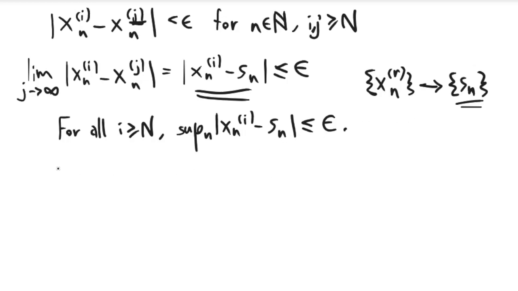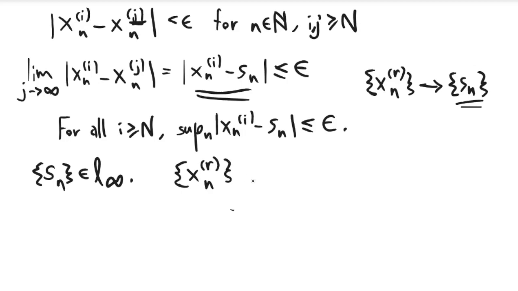Great, so this is what we want, and the only remaining thing to show is that S as a sequence belongs to L infinity. To do that, we can use a general fact about metric spaces, which is that Cauchy sequences are bounded. So we know that this is bounded, and specifically it's bounded in the supremum norm. But since S is the limit in the supremum norm of a bounded sequence, that does mean that S is bounded.